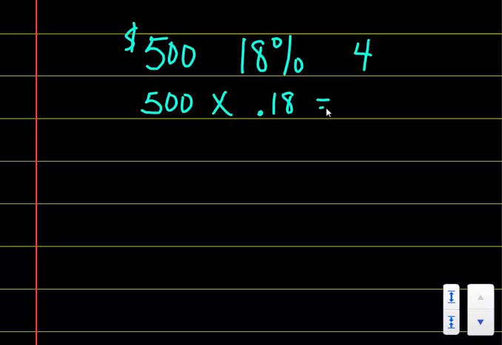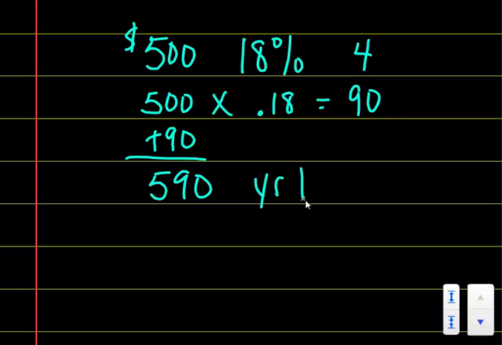And if I did this correctly, I'm going to end up with $90. And so I need to add $90. And so at the end of year number one, we have $590. Same thing, basic, simple math. We're not done because we've got to do this for 4 years. And so let's do year number 2.